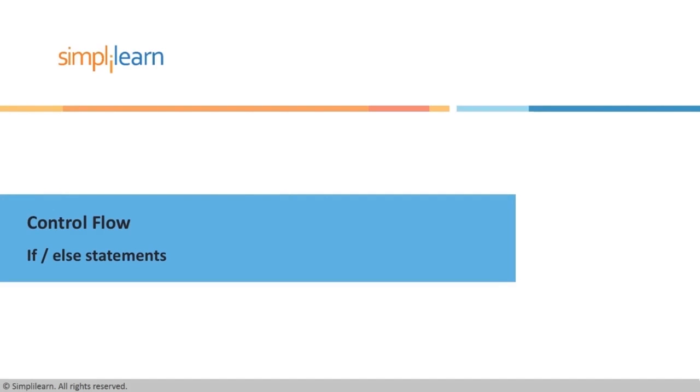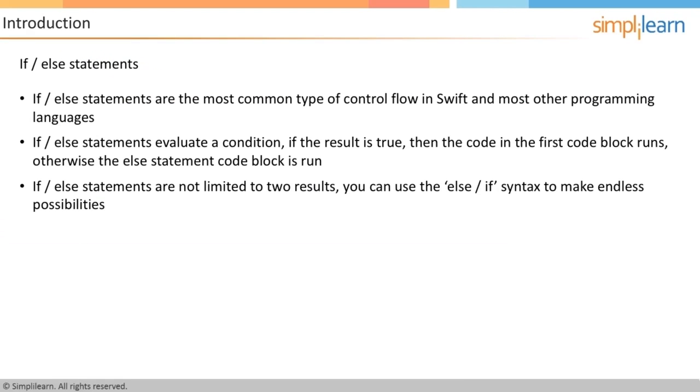Okay, so we're going to be talking about control flow in this section, and control flow is just as it sounds. It's how you control the flow of your code within your program. So we're going to be talking specifically about if-else statements, and that brings us right to our tech info bite on if-else statements. If-else statements are the most common type of control flow in Swift and most other programming languages.